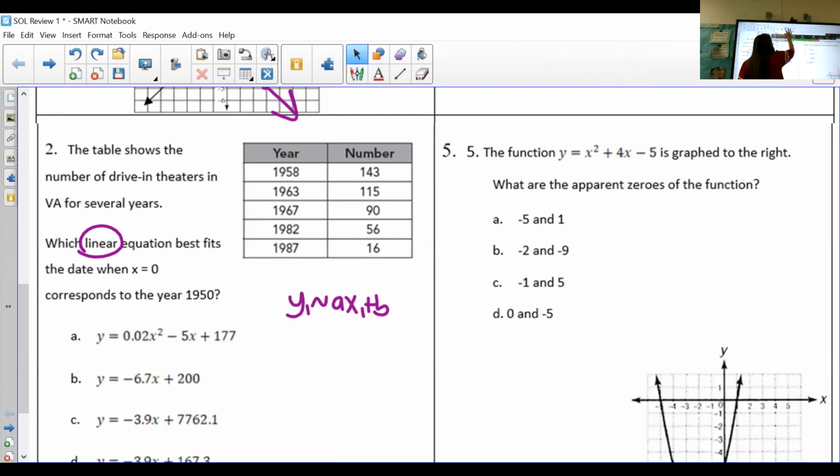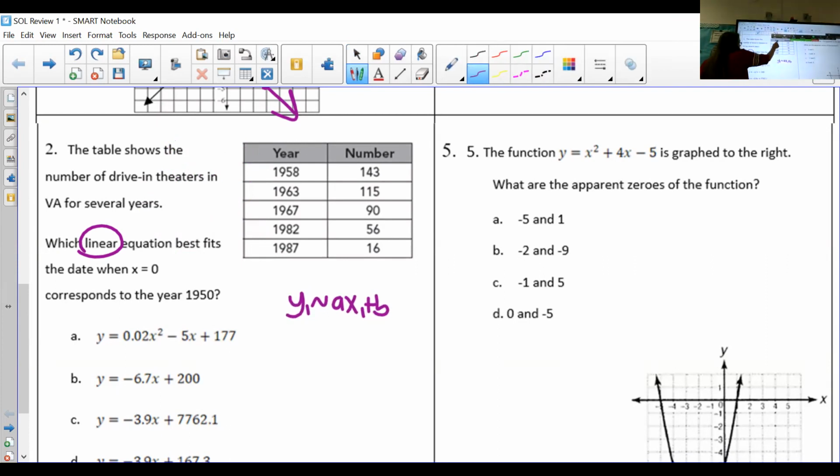So usually I'm not actually going to use the year 1958. I'm going to scale it down to starting at 1950. So I'm going to make another column, years since 1950. And so this would be 8 instead of 1958, subtract off 1950. This would be 13, 17, 32, and 37.